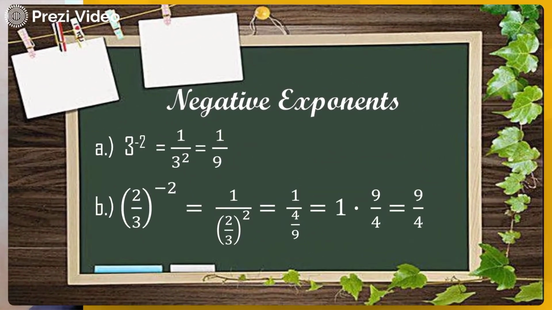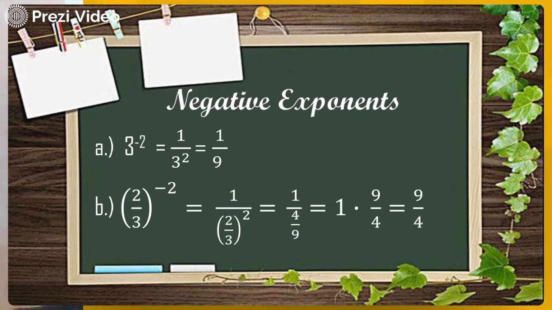For A, we have 3 raised to negative 2. When there is a negative exponent, we make it 1 over 3 squared. That's all we do, class. When the exponent is negative, we take the reciprocal, so it becomes positive.